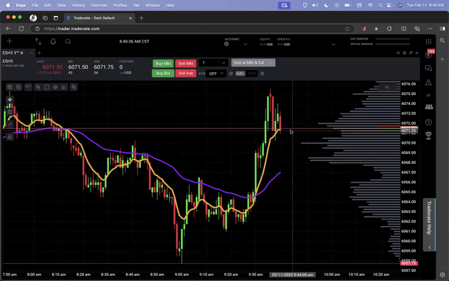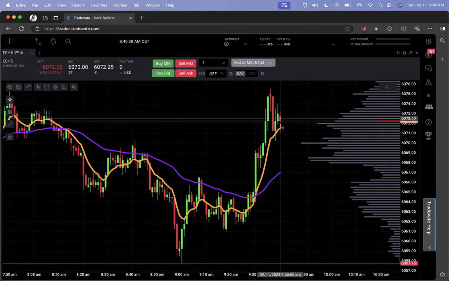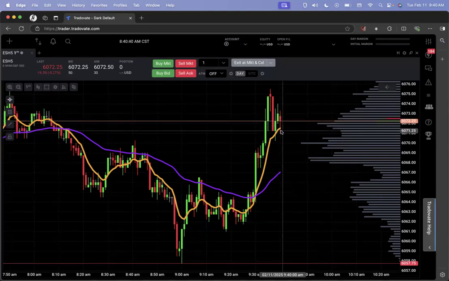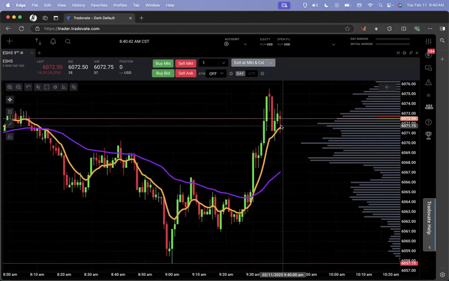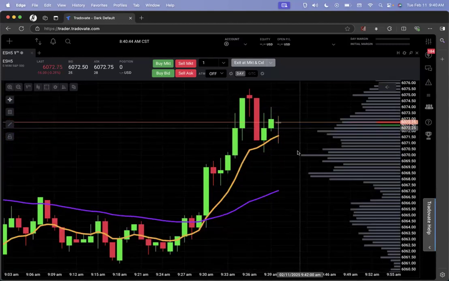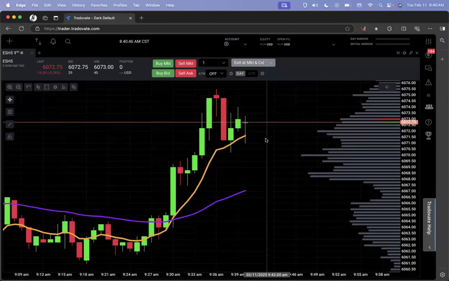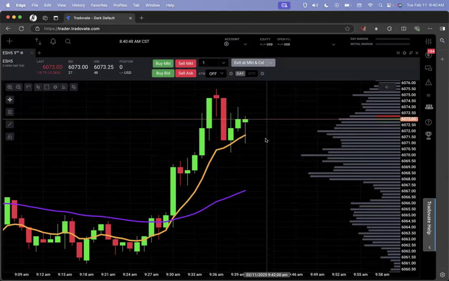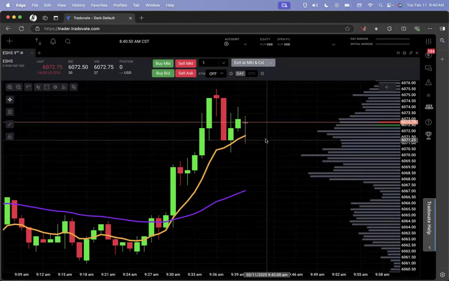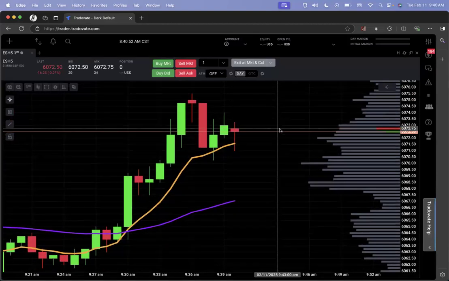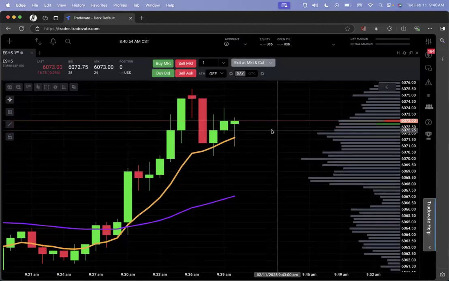This looks like a failed new high, but it's still holding the 9. Still holding the 9 EMA on the 1 minute chart. You guys can still see my screen? Yes. All right, cool.